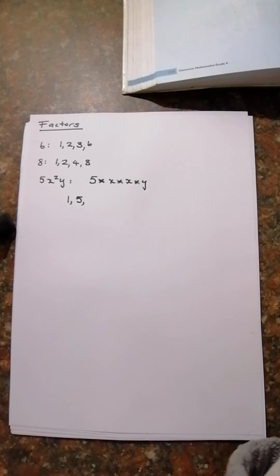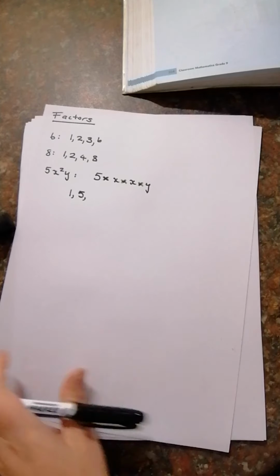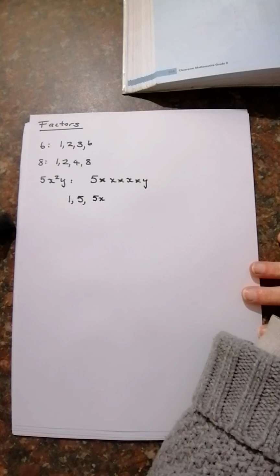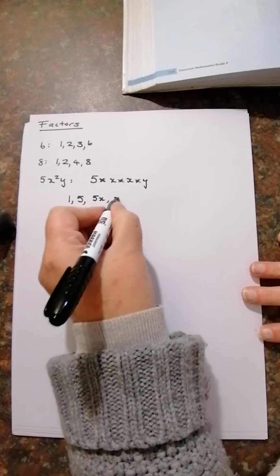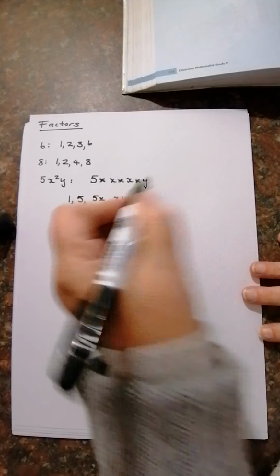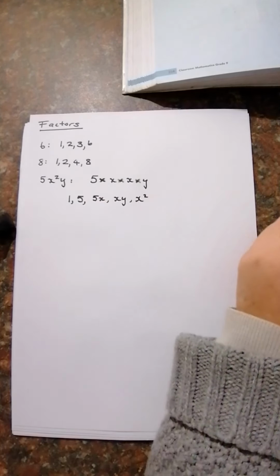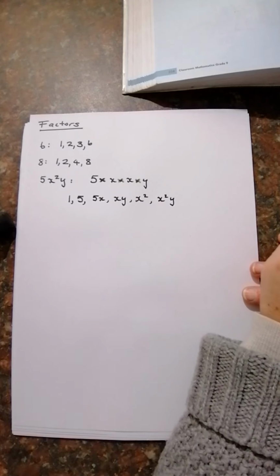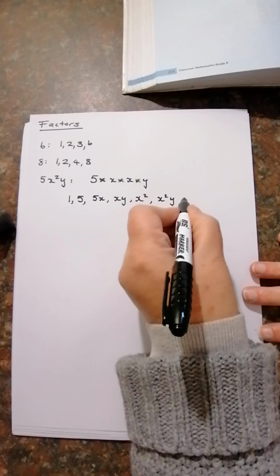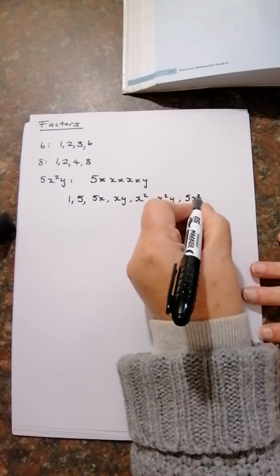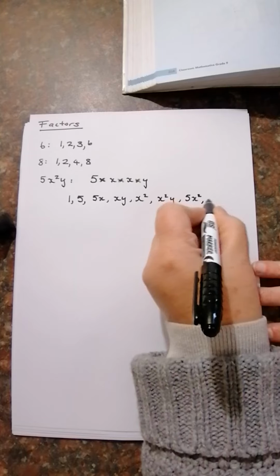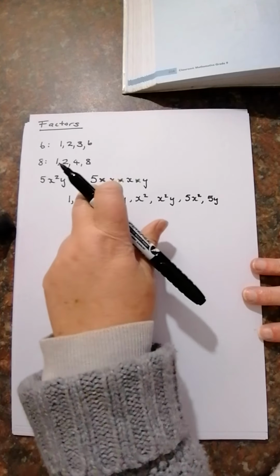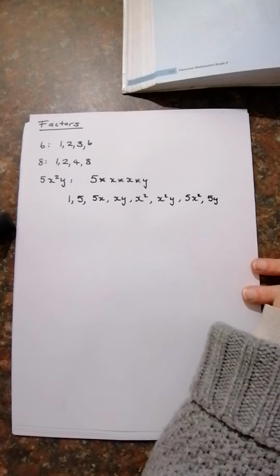So we could then say, what about just 5x as a factor? We could say xy is a factor. We could say x squared is a factor. We could even say x squared y is a factor, or even 5x squared and maybe even 5y. Okay, those are all factors of that.